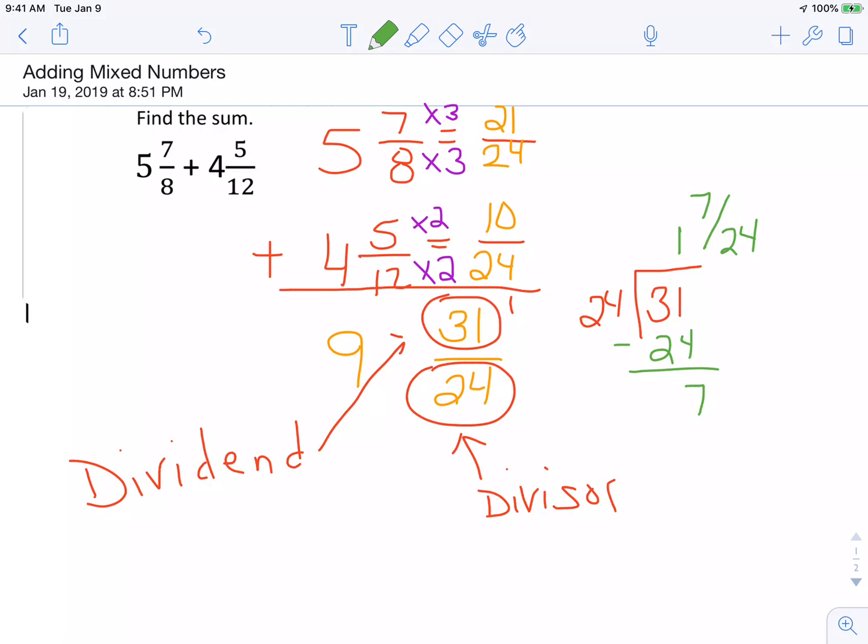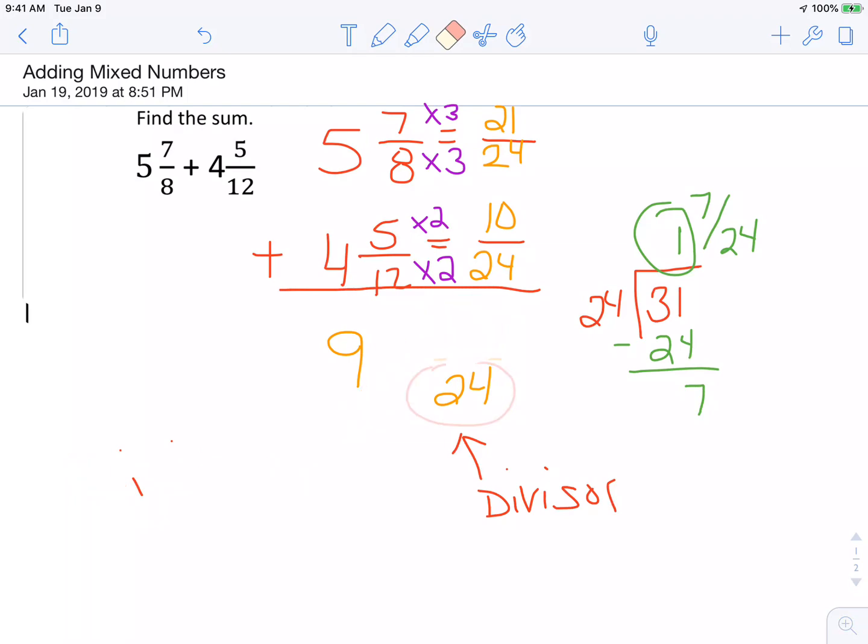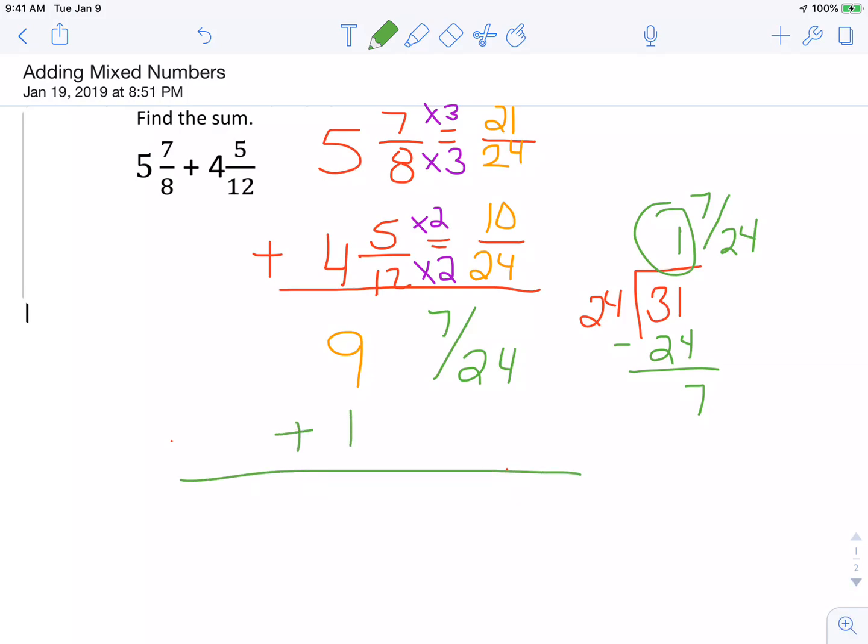Now, I have a whole number and a fraction. My fraction is no longer 31 over 24. My new fraction is 7 over 24, but I have a whole number, so I need to take that and I need to add it to my 9. So my answer would be 10 and 7 over 24.